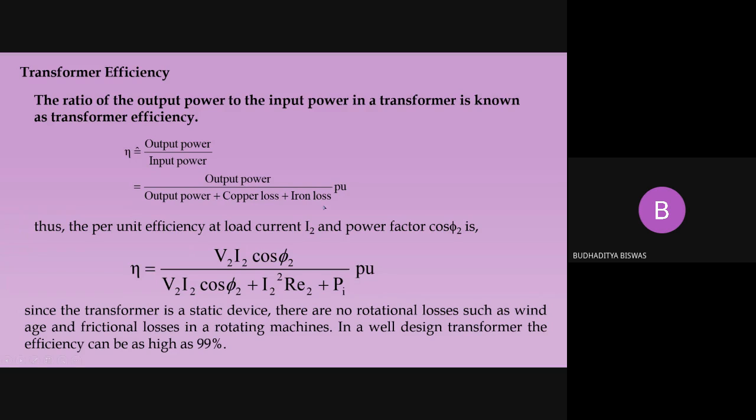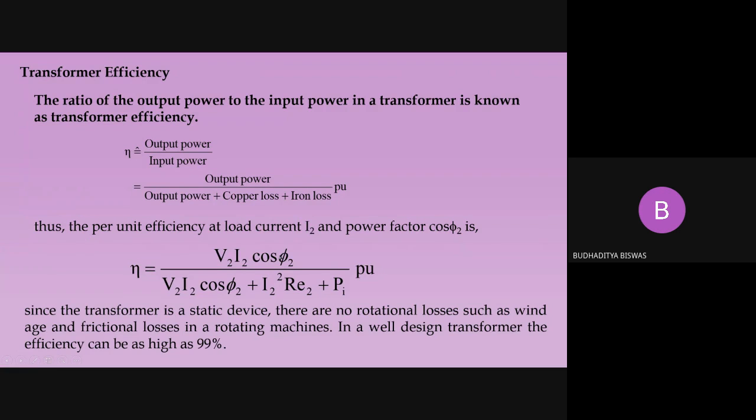In the case of a transformer, we know that two types of losses are there. One is called the copper loss, another is called the iron loss or core loss. So in the second line it is written: output power by output power plus copper loss plus iron loss equals the efficiency in per unit. Thus the per unit efficiency at load current I2 and power factor cos phi2 is V2 I2 cos phi2.